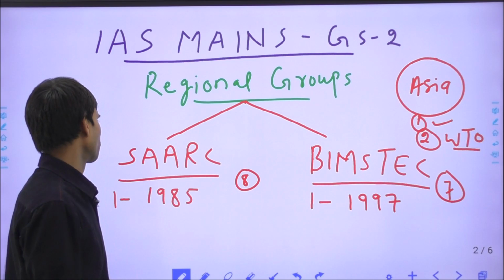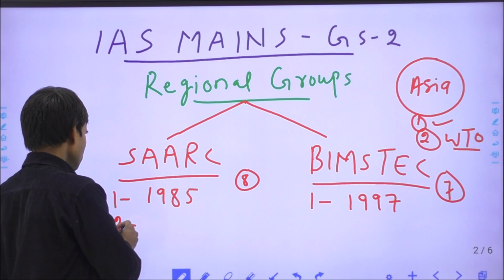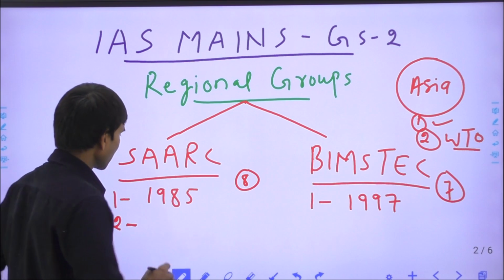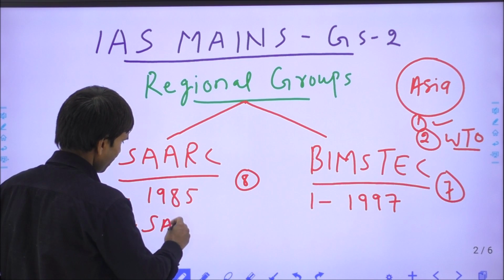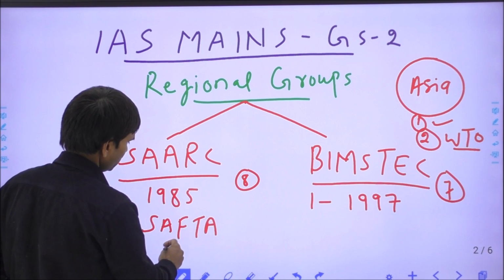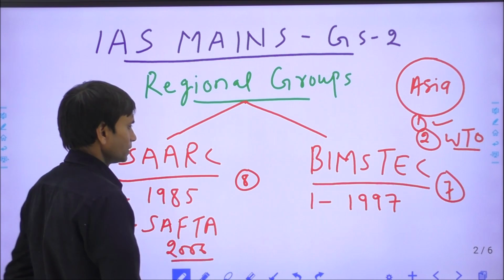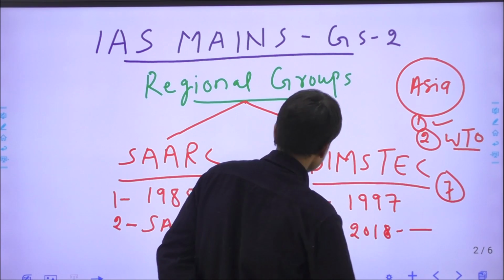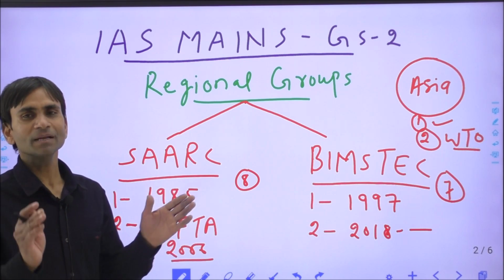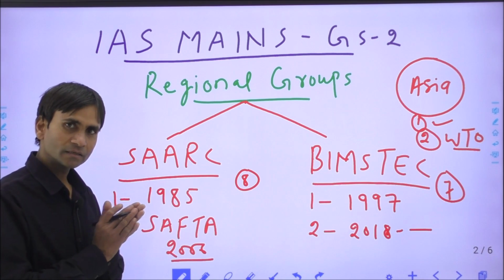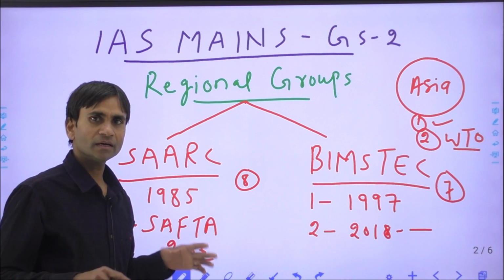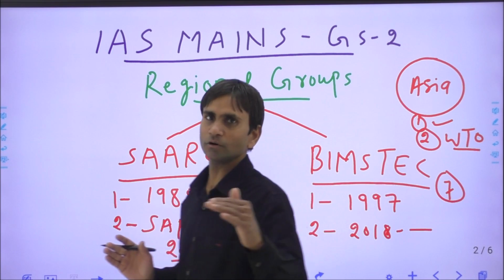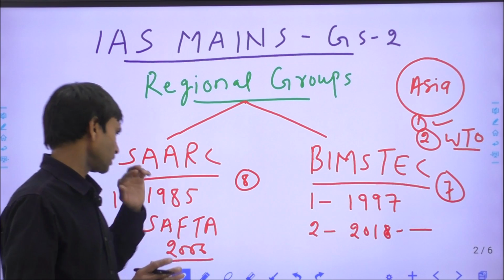The next part of the regional groups is that SAARC introduced the South Asia Free Trade Agreement, the SAFTA, in 2006, and BIMSTEC took the decision in 2018 and has now introduced it. Both have established a free trade agreement, which means the member nations of these groups have a common tariff policy. Each country maintains the same rate of tax over import and export.